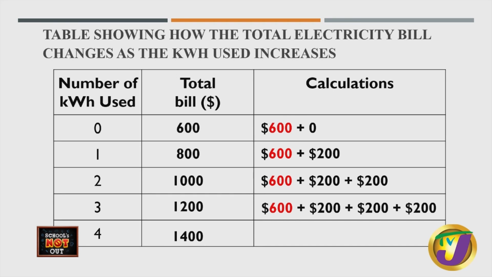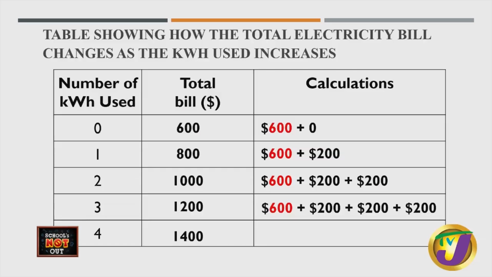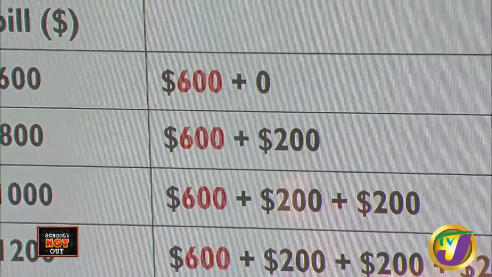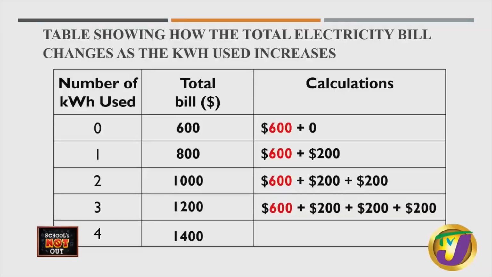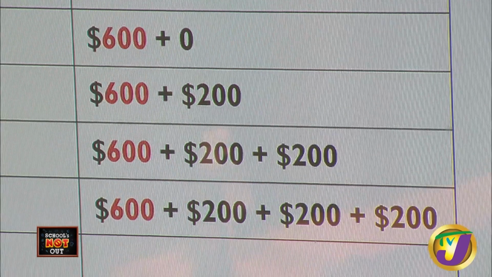Now, let us look at the 200. It's not there in the first one. Let's zoom in on the screen and see how many times we have 200 here. Once. How many times here? Twice. And here? Thrice, 3 times. Can you see any connection between the number of times we're adding it and the number of kilowatt hours used?